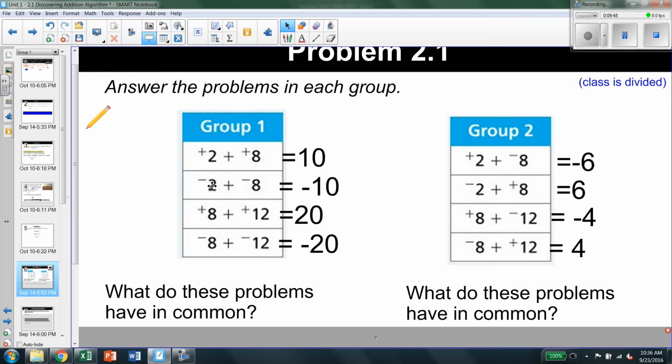So it's like I owe someone $2 and I owe someone $8. Altogether, I owe $10. Same thing with these other problems. Group 2, however, is a bit different. One of them's negative, the other one's positive.